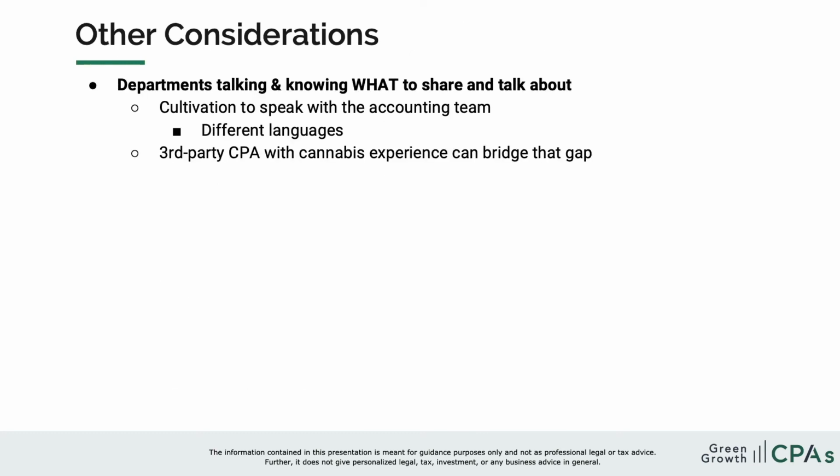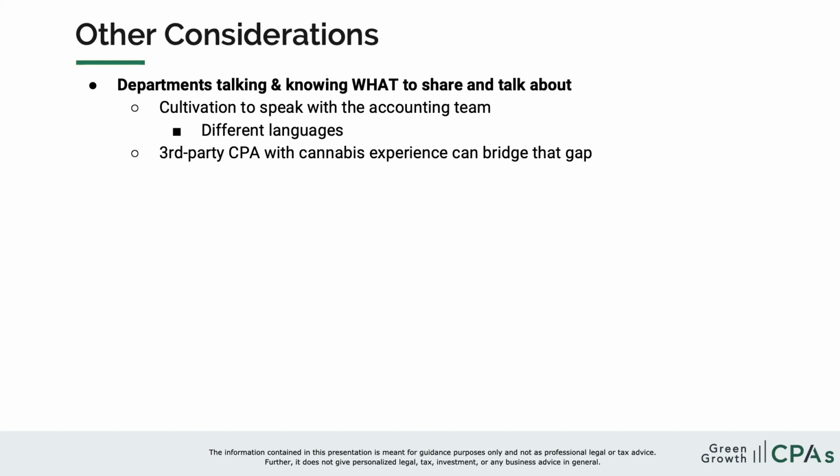First, one of the biggest challenges in an organization is departments talking and knowing what to talk and share about. So cultivation, they don't really speak to their accounting team. They're busy working with the plants. It's pretty much different languages. So this is where a third-party CPA comes in that has cannabis experience that can bridge that gap in communication.